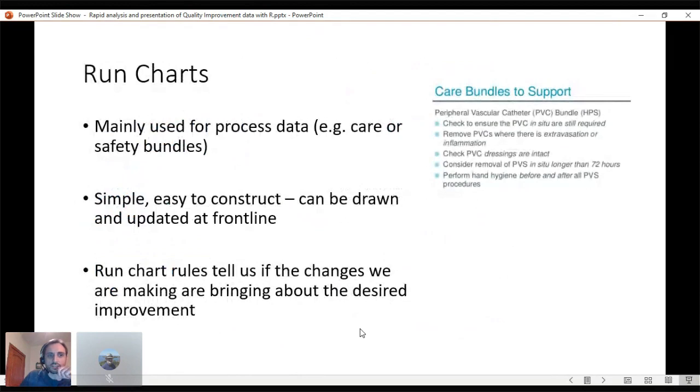We use run charts to assess our process measures and how well we're progressing. They are simple and easy to construct, so they can be used at the front line. However, the information also needs to be collated and fed through the organization, and that's where I come in. On the right there's an example of a care bundle. It's got five steps. All of these have to be operating at about 95% reliability, and we use run charts to tell us if that's the case.